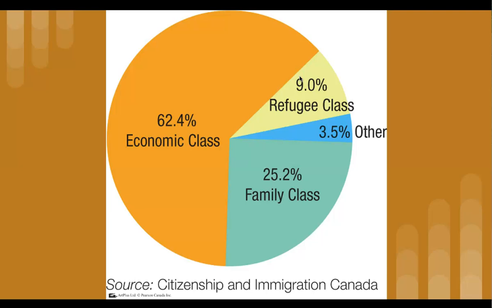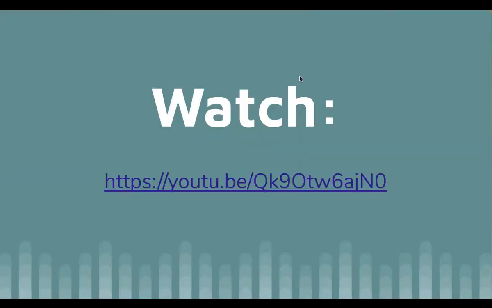So we do need lots of workers. Canada has a very low population. So seeing that we have so many people immigrating in to come in for jobs is a good thing. And then you can see the refugee and asylum class, and that other category, being much smaller. So take a time out from this video and watch this video link right now.